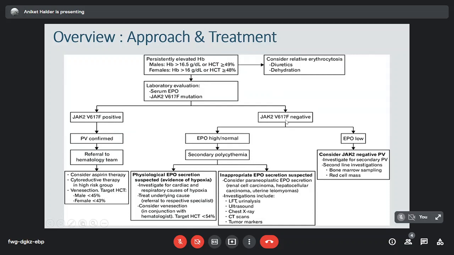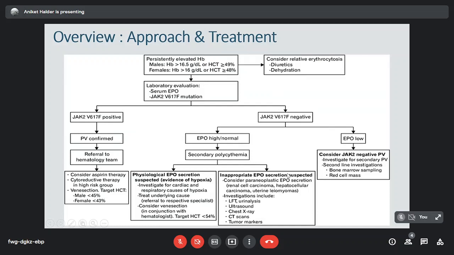If the patient is JAK2 negative, but if he has increased erythropoietin level, then we should consider secondary polycythemia. As I had said, if it is physiologically appropriate, we have to look for evidence of hypoxia. In such cases, the SpO2 levels will be low, and we have to investigate for underlying cardiac or respiratory causes of hypoxia. We have to treat the underlying cause, and in refractory cases or patients who have symptoms, we can even consider venesection or phlebotomy, and the target hematocrit should be less than 45%.